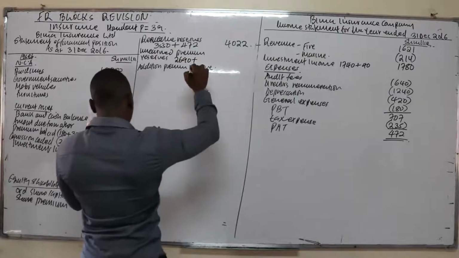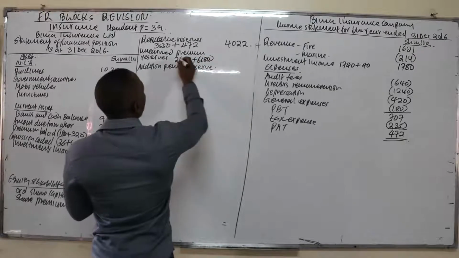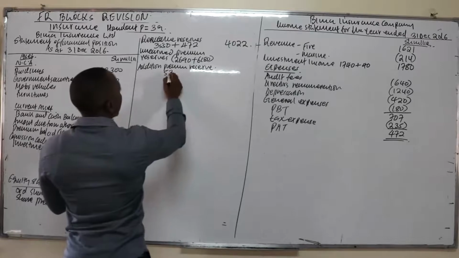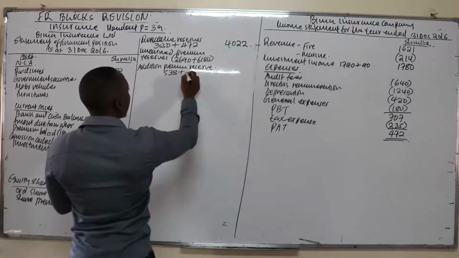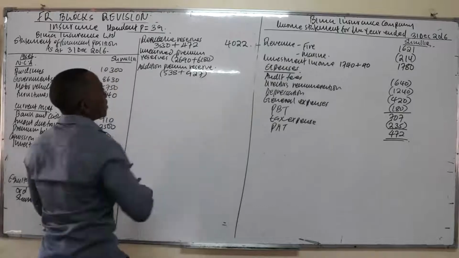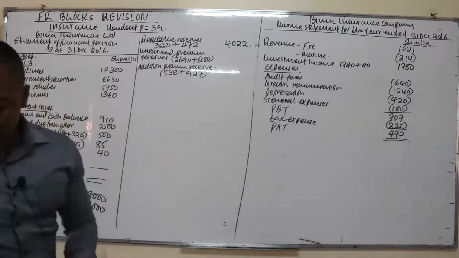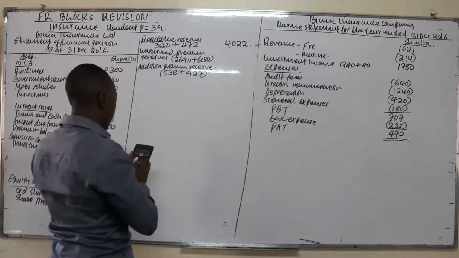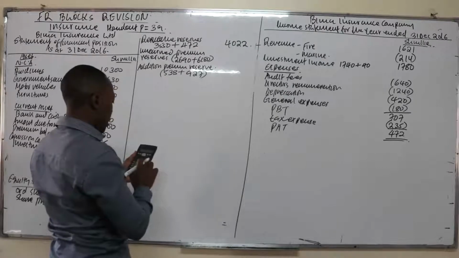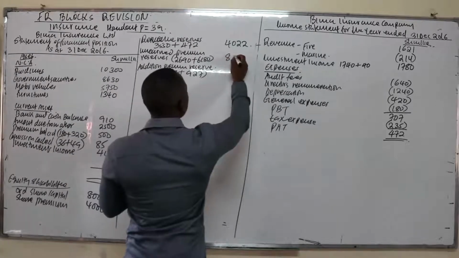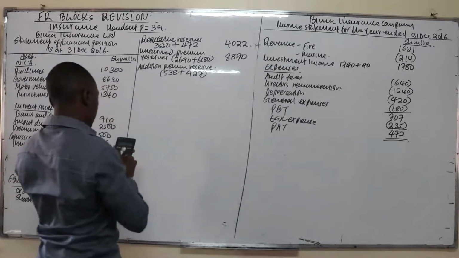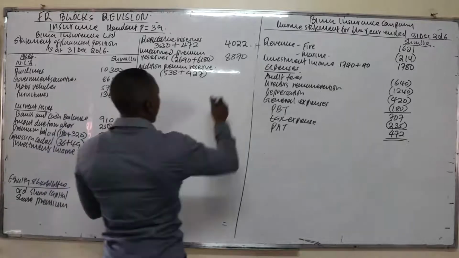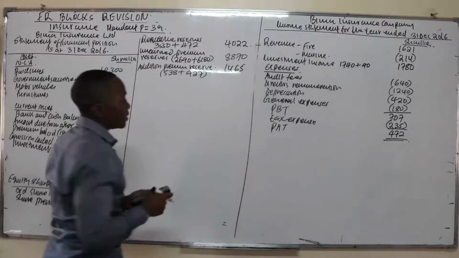And the other one, we had 6180. Then you also have additional reserves. For additional reserves, we had an amount of 538, and the other one, we had 927. So those form part of equity. So 2690, you add 6180, and we have 8870. 538 plus 927 gives an amount of 1465.